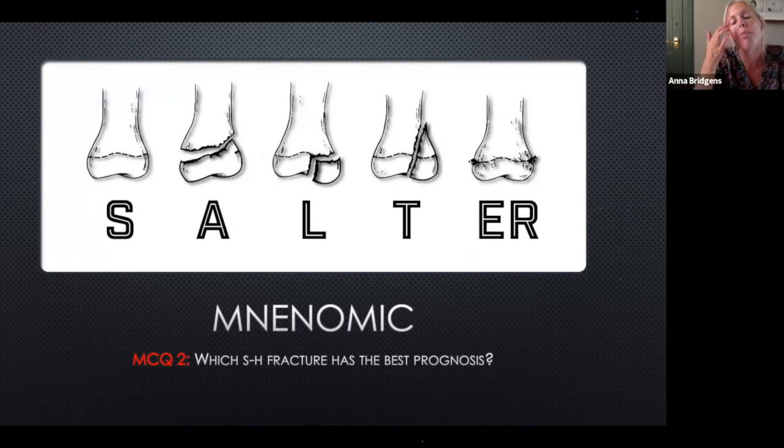The prognosis also depends on what bone is involved. If the distal radius, for example, is injured, it has a much better outcome than the distal femur. So if you have a Salter-Harris II of the distal radius, that really has a very good result. Whereas Salter-Harris II of the distal femur is much more likely to lead to a growth arrest, for example. Okay, so let's go on to the next slide.